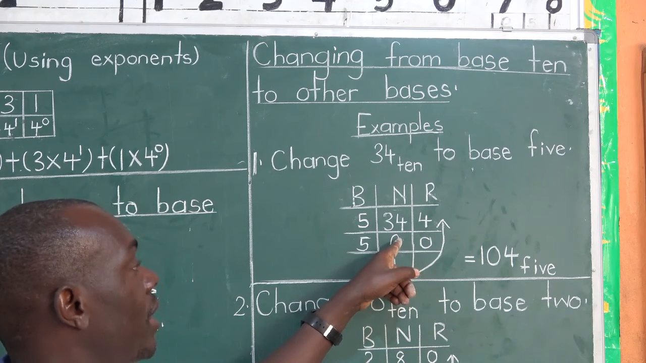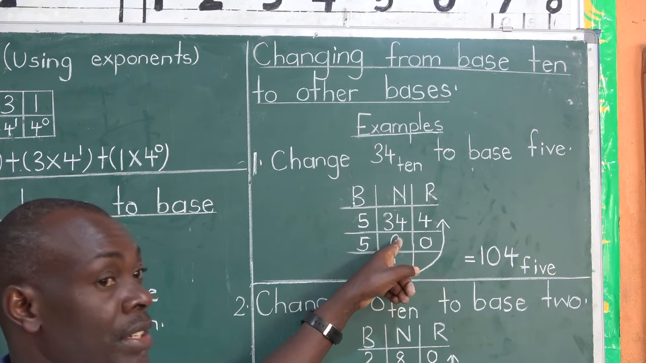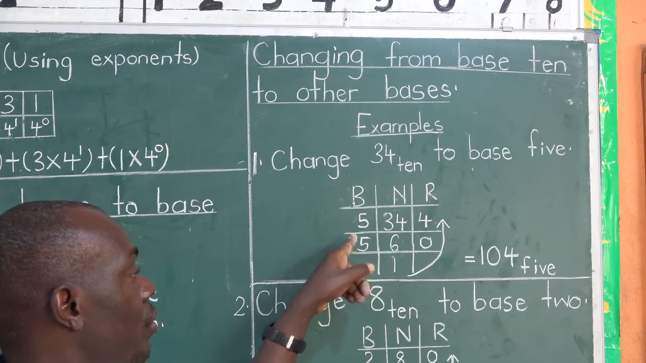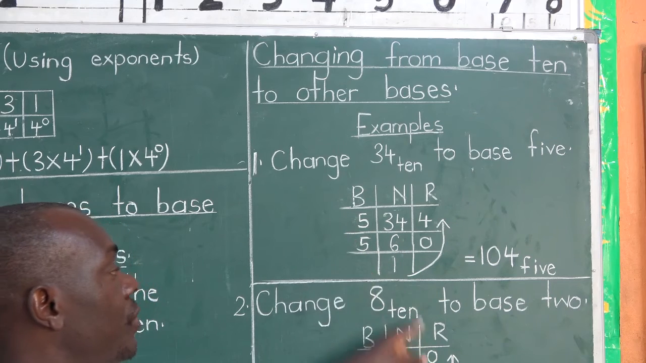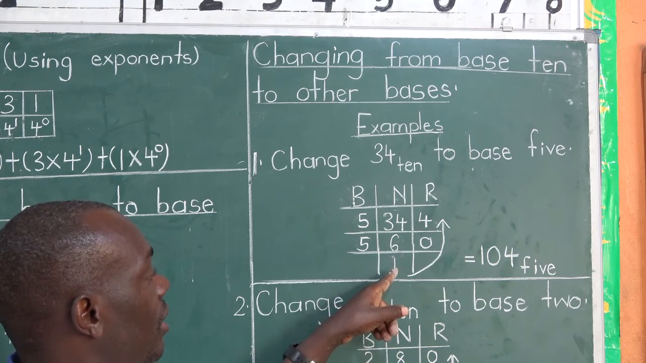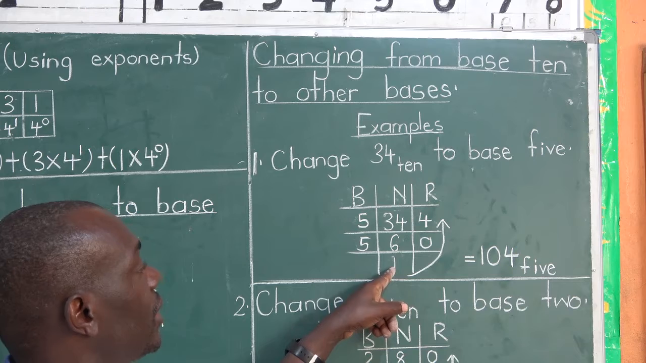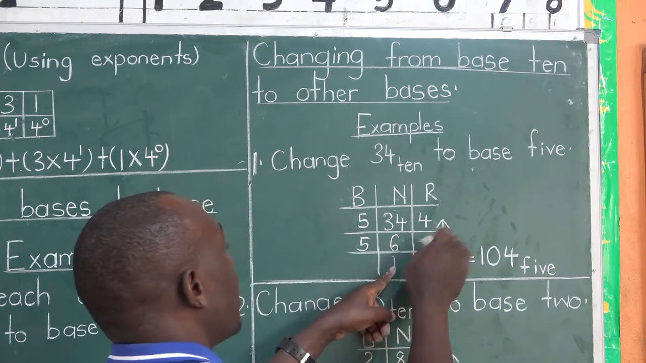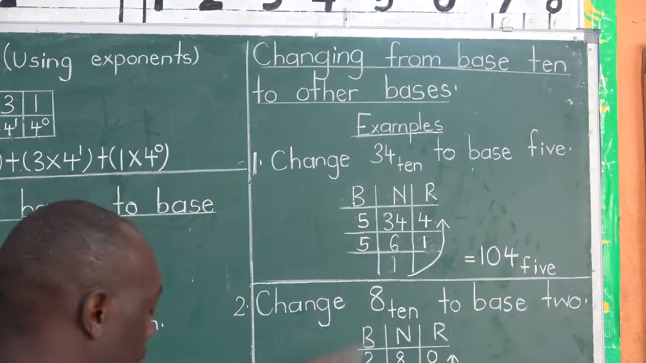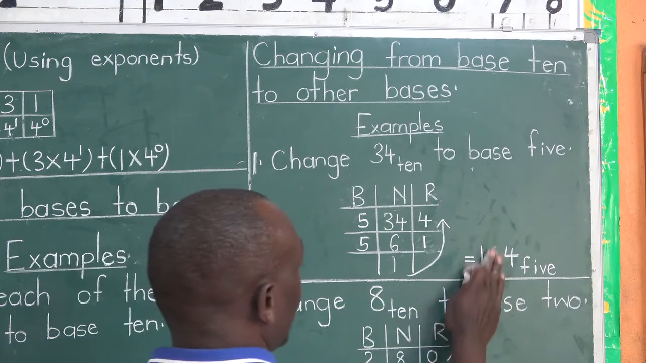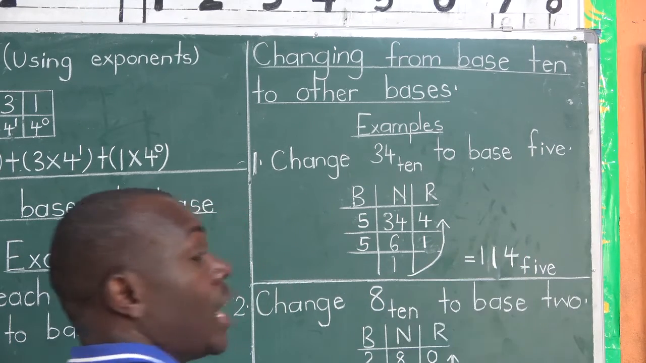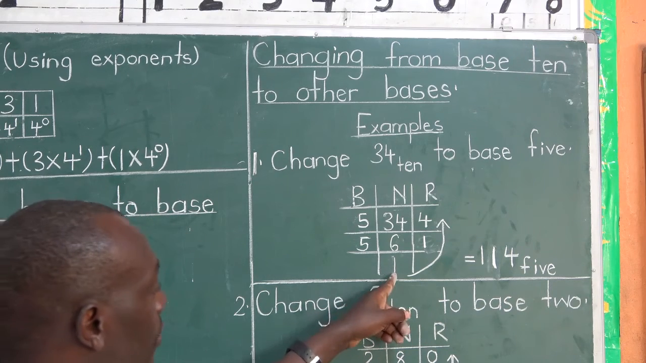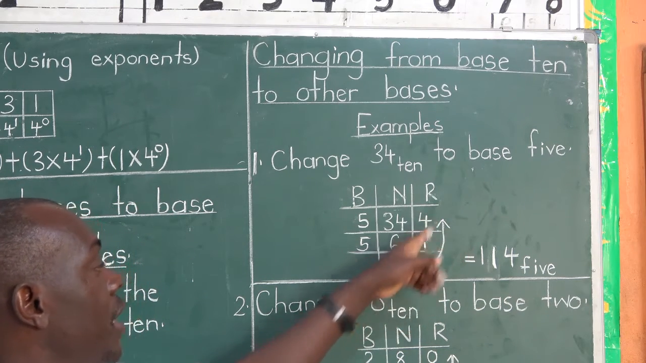And now I've got 6. 6 is again greater than 5, the base we are dealing with here. So we still divide by 5. 6 divided by 5 is 1, remainder 1. And then we write the answer upwards, from the last remainder to the first remainder.